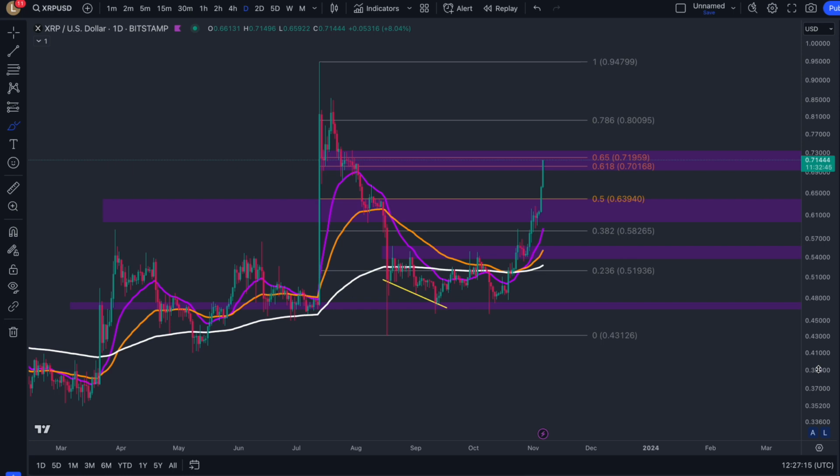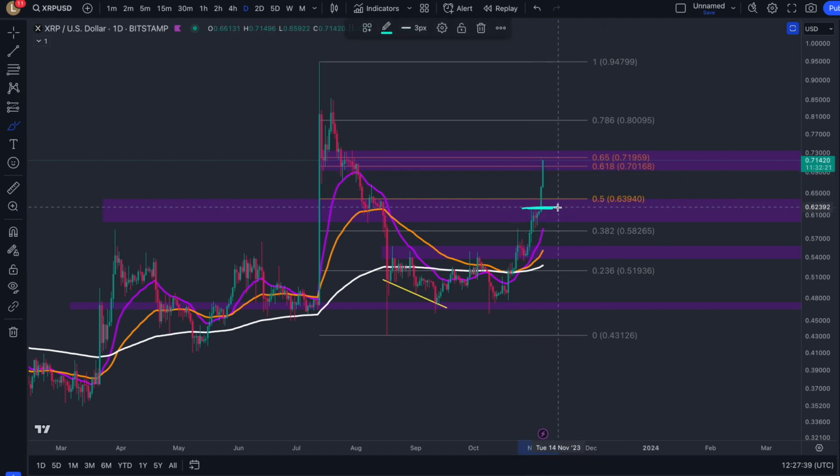In my last XRP update, we completely cleared this chart and drew out the levels we were anticipating XRP to be testing. We can see that we finally met the 0.5 Fibonacci at 64 cents, as well as our 70 cent technical target. So it's very nice that what we were predicting in the last update has come to fruition. So targets have been met.